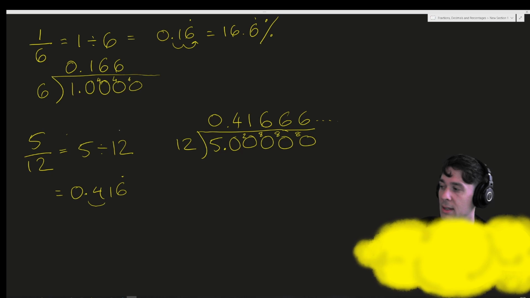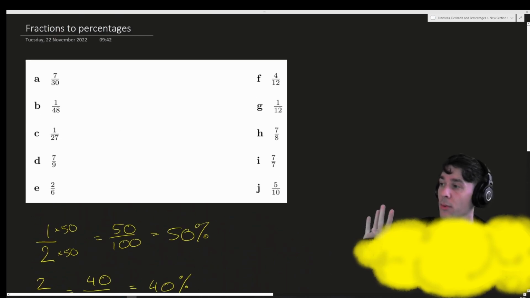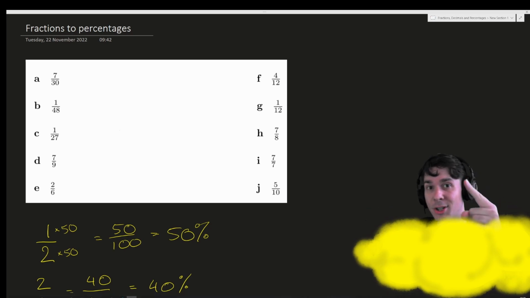So we're going to move that decimal place twice to the right, and we're going to get 41.6 repeater percent. Now, in the next video, I'm going to work through all of these examples here. So if you want to see some more examples, check that one out.